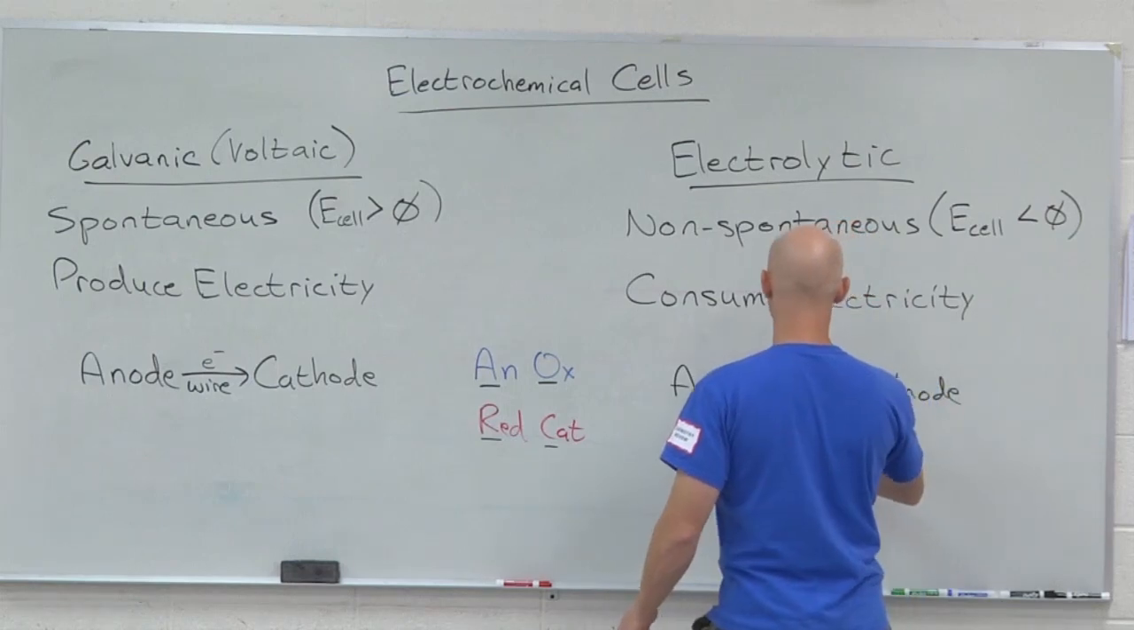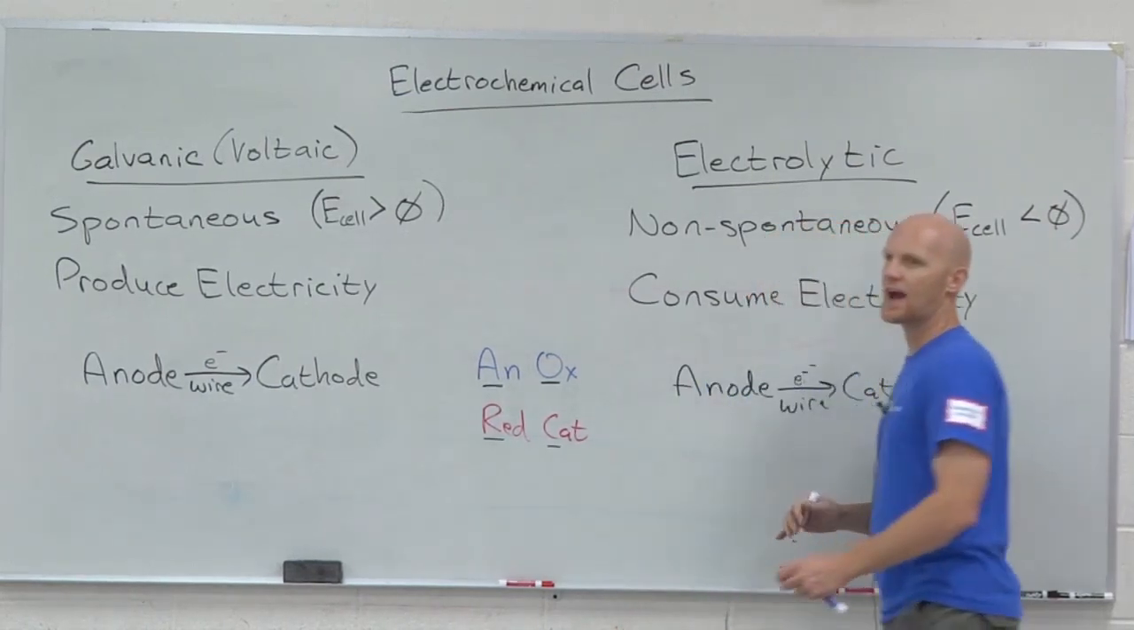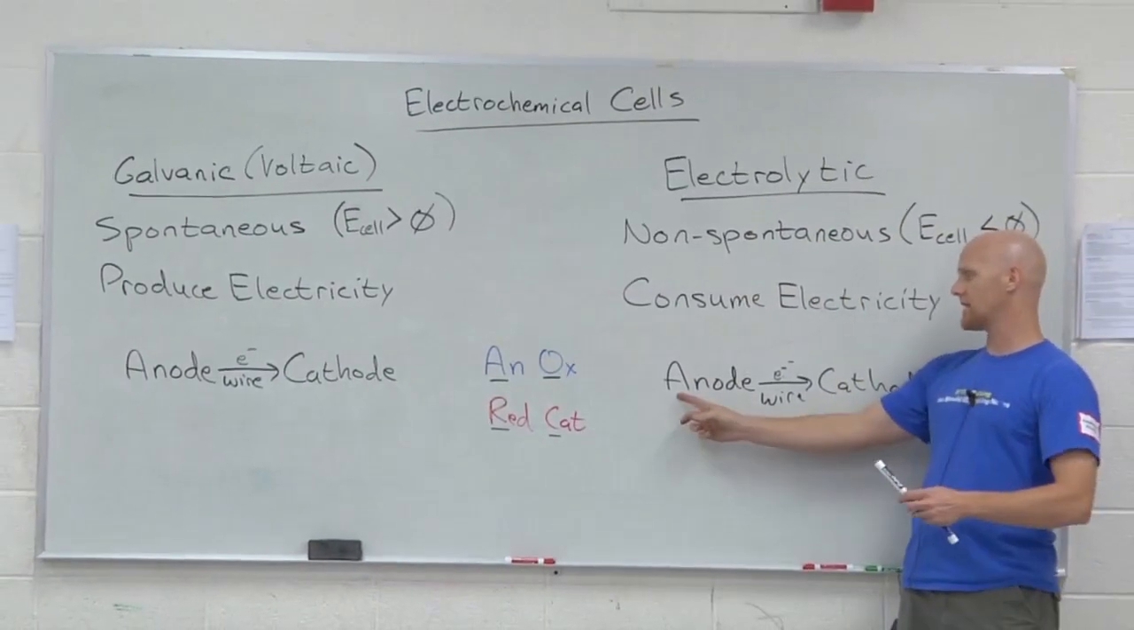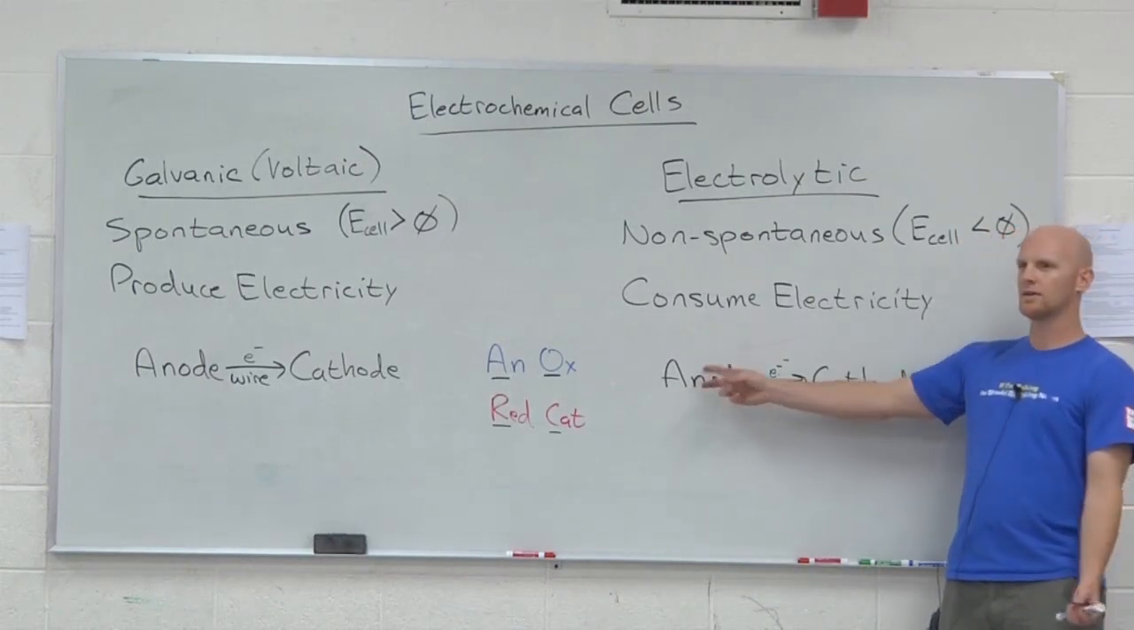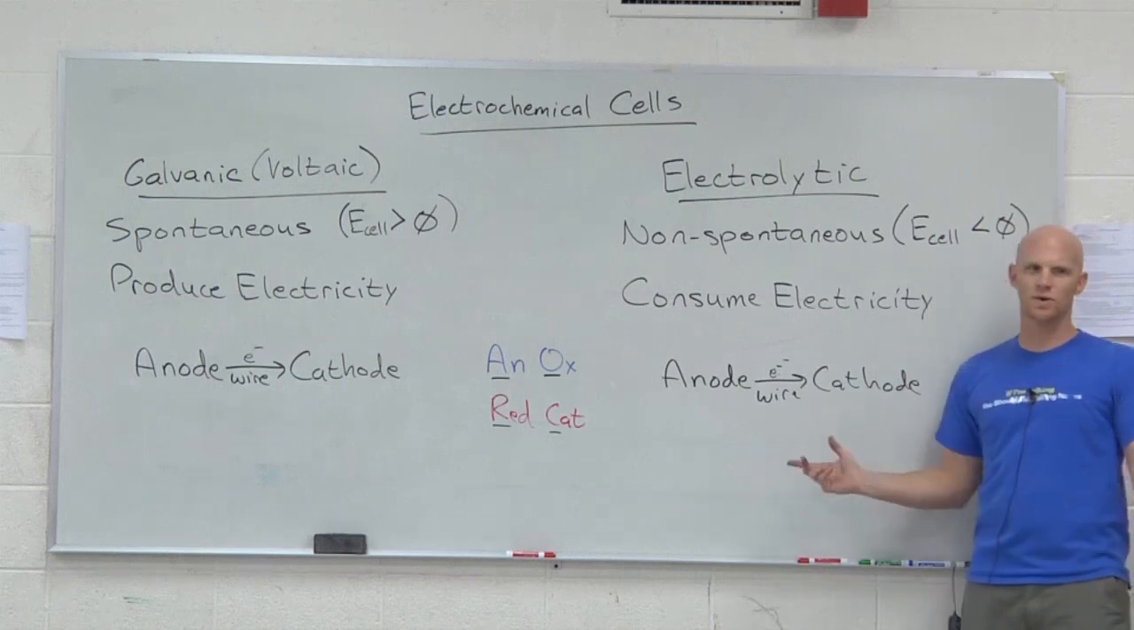Electrons always travel through the wire from anode to cathode. If you want, that's alphabetical order, A to C. But it's by definition, it has to go that way. Electrons are lost and are transferred to where they're gained. It has to work that way.